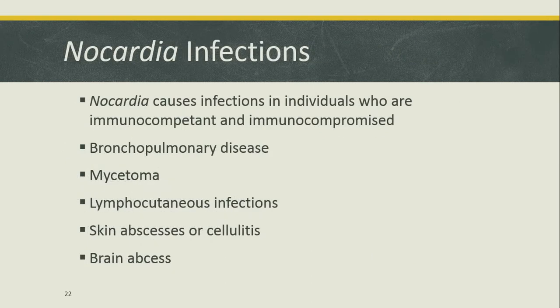Again, nocardia is usually found in individuals who are immunocompetent or immunocompromised. You've got four or five things that they list in the book, which are bronchopulmonary disease, mycetomas, lymphocutaneous infections, skin abscess, cellulitis, or even brain abscess. So that's something that you guys want to make sure you look into.